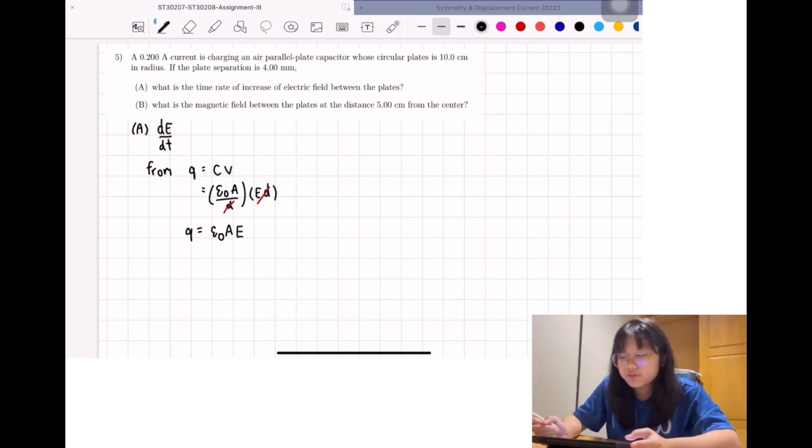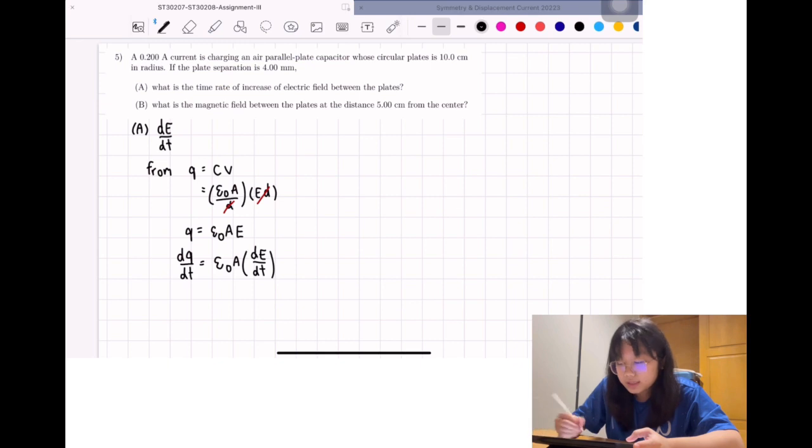And if we differentiate d by dt on both sides, the left side is equal to dQ by dt, and the right side is epsilon 0 A dE by dt.